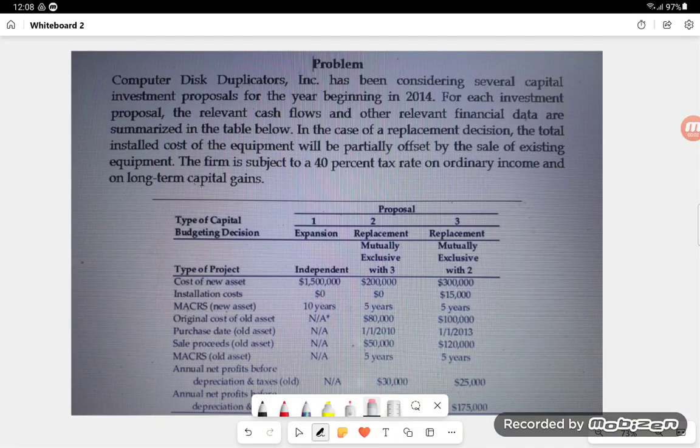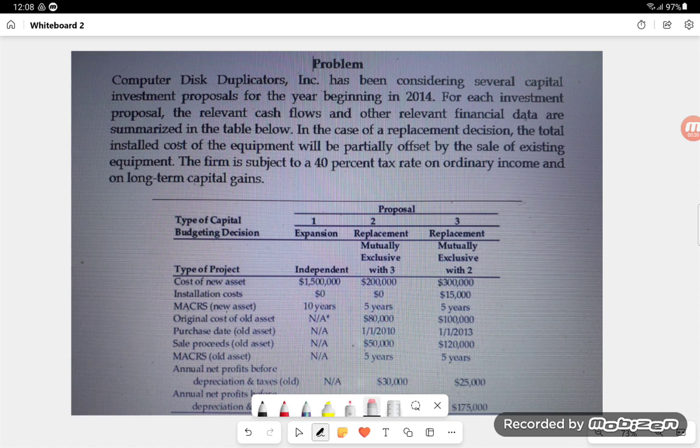Hi, our lecture today is about problem solving about capital budgeting. Here is an example. We have three different proposals. The first one is expansion, while the second and third are replacement. So let's start with the first one.